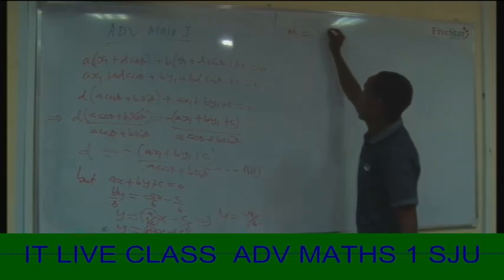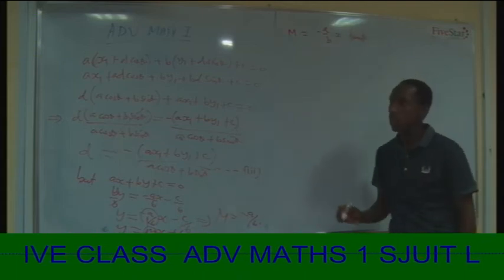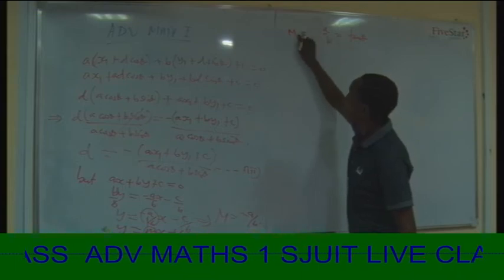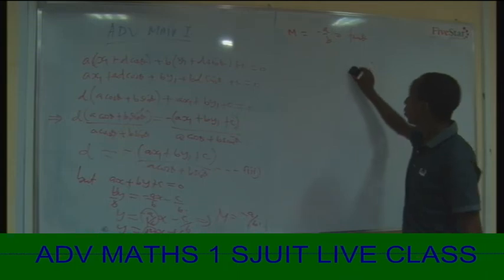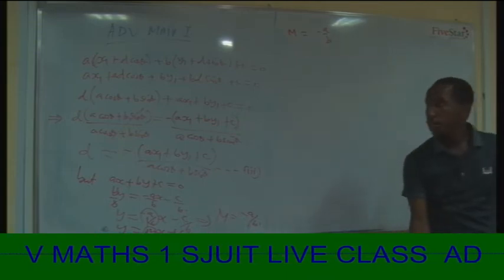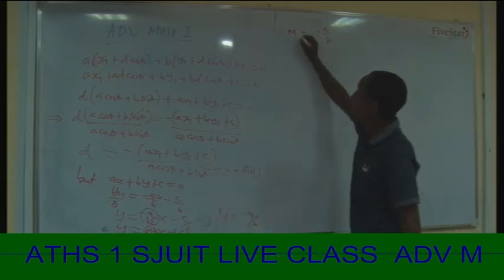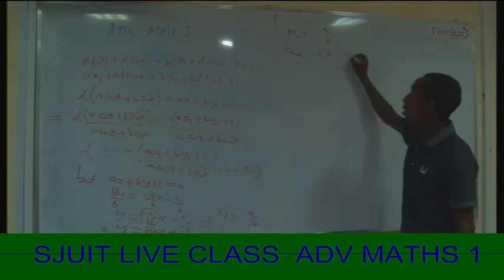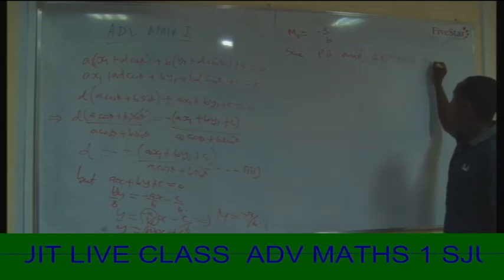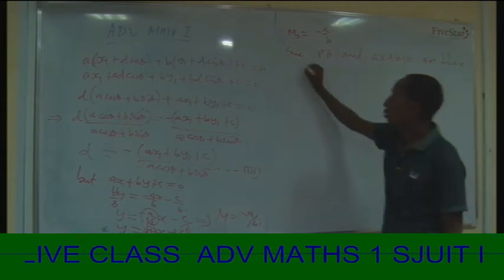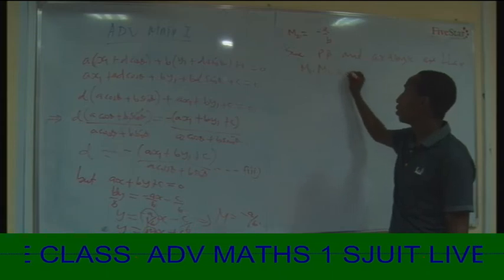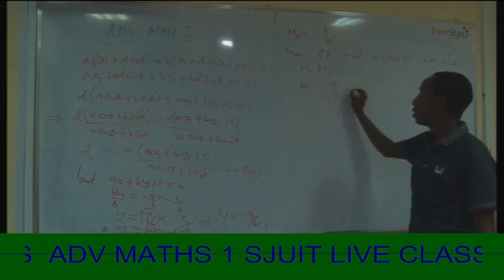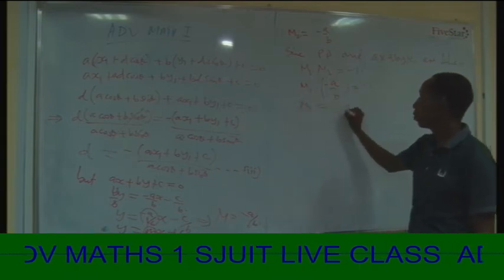the gradient m now equals negative a over b, but this is the same as tan of an angle theta from the algebra. This is the gradient m of the line, which we call m1, and we can call this one m2. But the line PB, which is the line joining P to B, and the line ax plus by are perpendicular. Means that the gradient m1 times m2 equals negative 1. We know m2 is negative a over b, so this means the gradient m1 equals b over a.